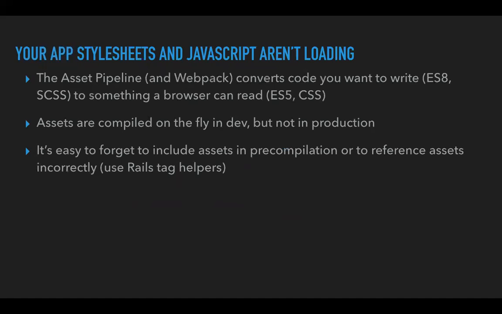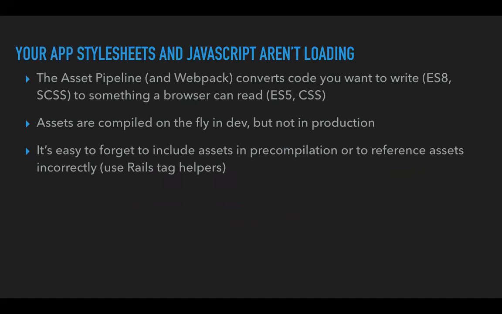Remember that we use the asset pipeline to write the kind of code that we like writing. So newer flavors of JavaScript, SCSS instead of CSS. But a lot of browsers can't read those newer languages, so we need to convert them to older JavaScript that's more compatible or just standard CSS. And that's happening in Rails. It's the asset pipeline. In newer versions of Rails, you can also use Webpack that then plugs into the asset pipeline. In development mode, everything just sort of works. The assets are compiled on the fly.